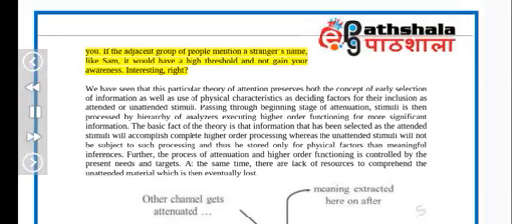If the adjacent group of people mention a stranger's name, like Sam, it would have a high threshold and not gain your awareness. Interesting, right? We have seen that this particular theory of attention preserves both the concept of early selection of information as well as the use of physical characteristics as deciding factors for their inclusion as attended or unattended stimuli.